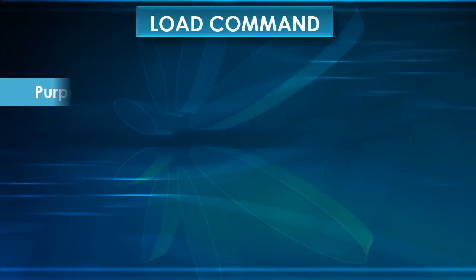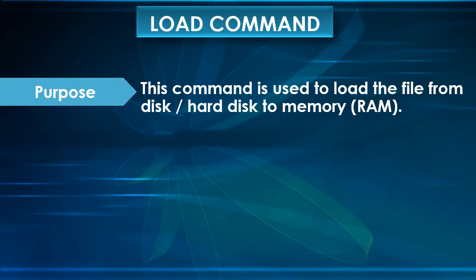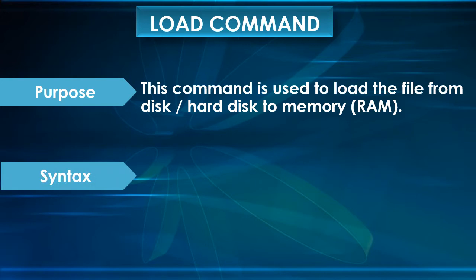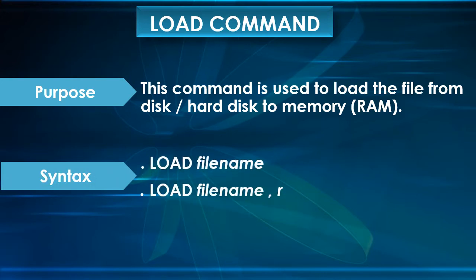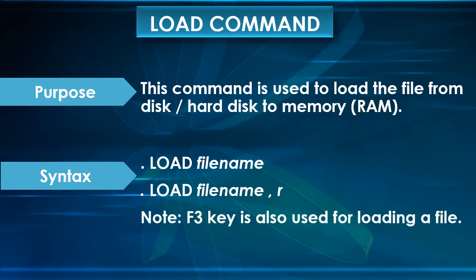The next is the load command. This command is used to load the file from hard disk to memory RAM. Its syntax is simple. You have to type load with file name, and load file name, "R". If you don't write R, it will not be executed after loading, but if you write R, then it will be executed after loading the file. F3 key is also used for loading a file.